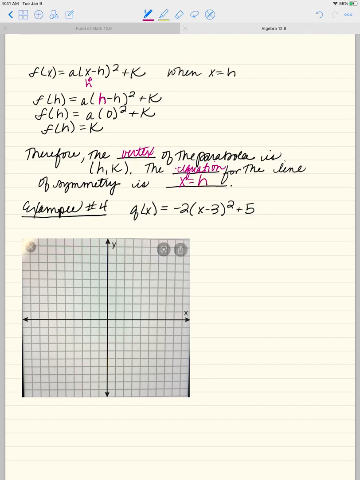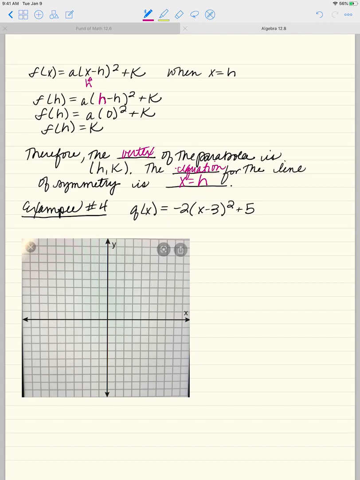Now, example number 4 says q of x is equal to -2. So now we have a different quantity here for a. All the rest of them that we've looked at have had a 1. Now we have -2. -2 times x minus 3 squared plus 5. There's a lot happening in this function.